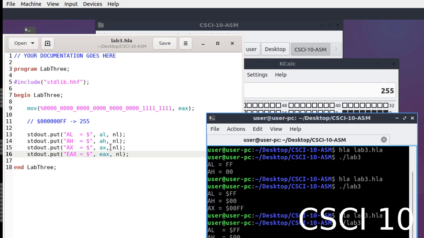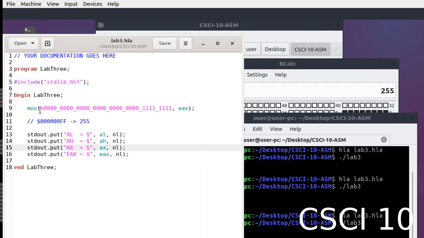So the point there is in part to just get you accustomed to the idea that if I change the bits in AL, I am also by extension changing the bits in AX, and I am also by extension changing the bits in EAX. All right, so how do you make these things look like binary?